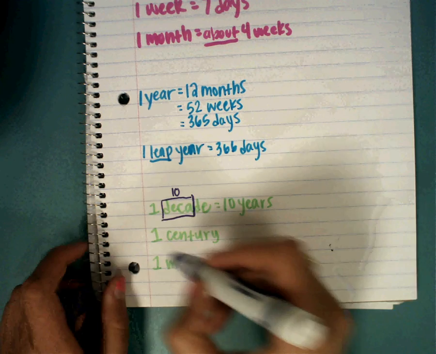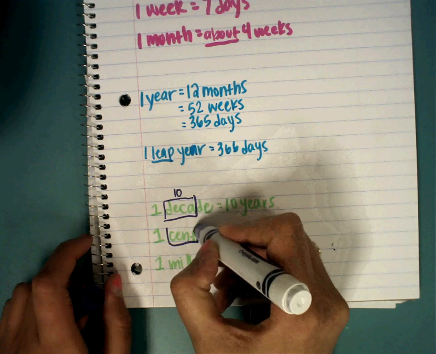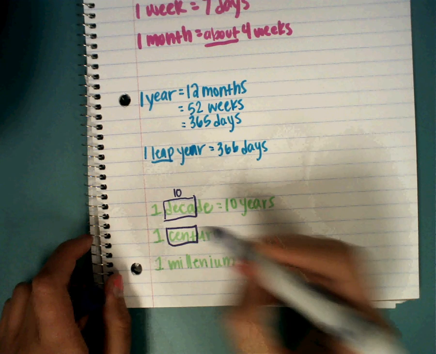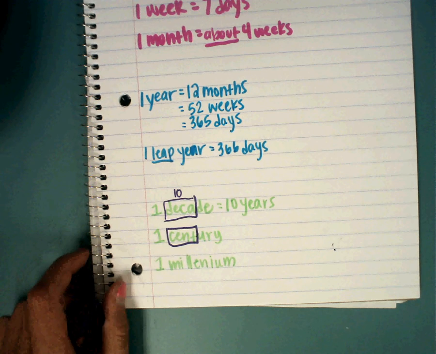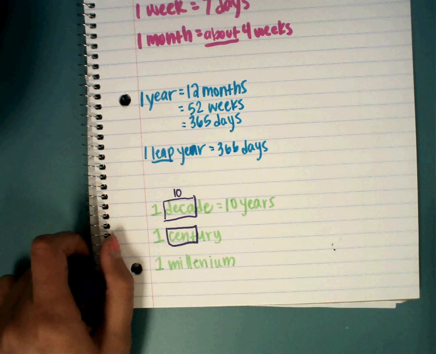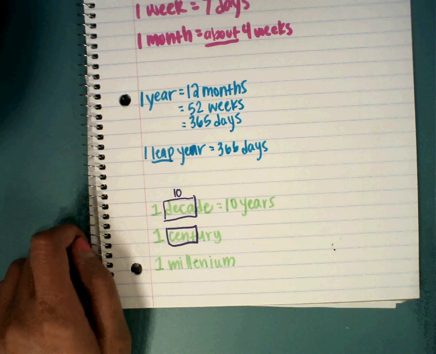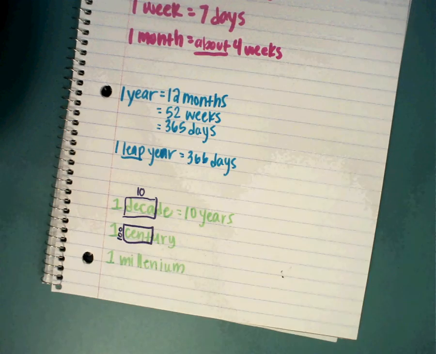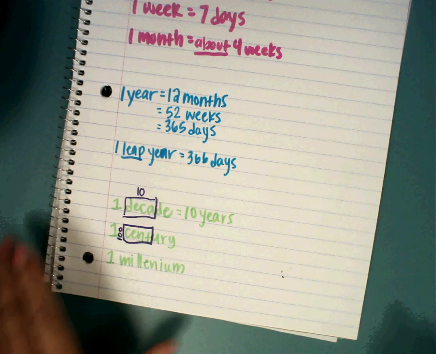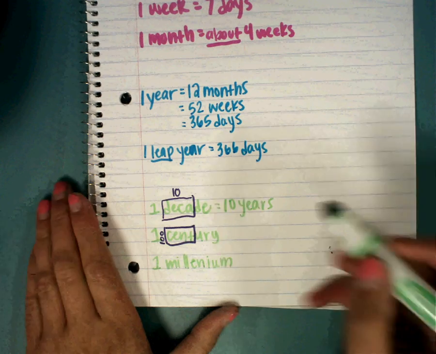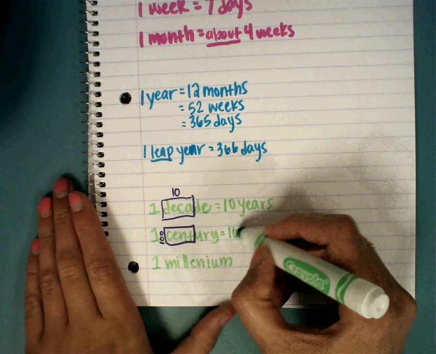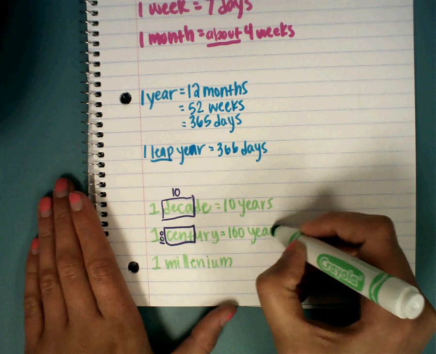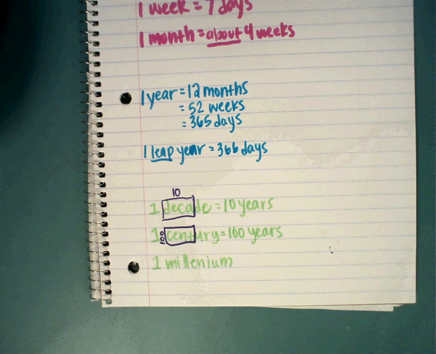All right, what about cent? What does cent mean? Think about how many cents are in a dollar. The root word cent means 100. Okay? So a century, how many years do you think that is equal to? 100 years. And then finally, millennium.